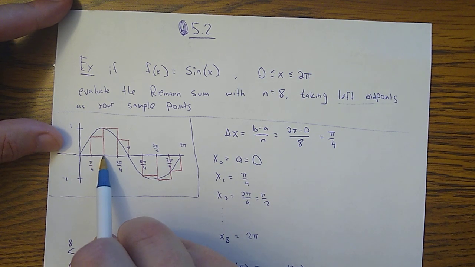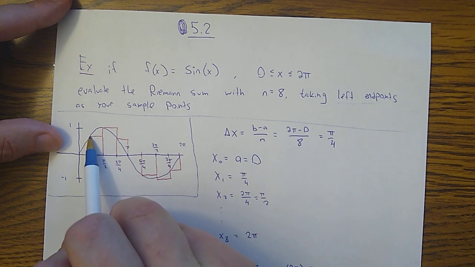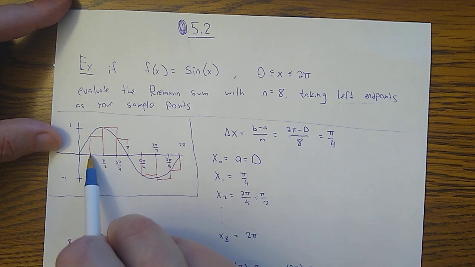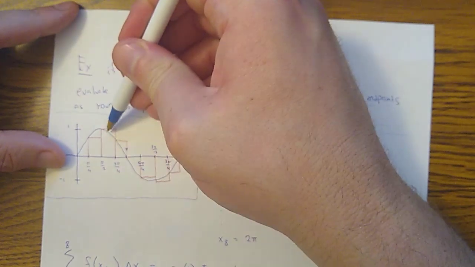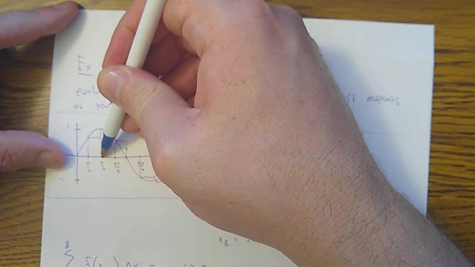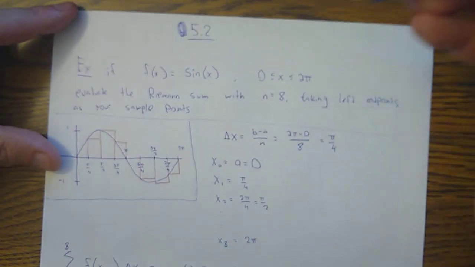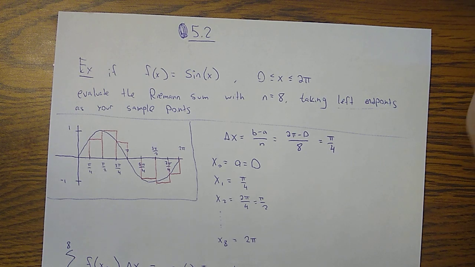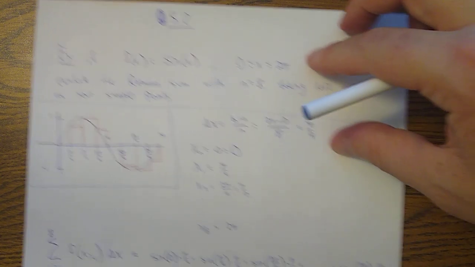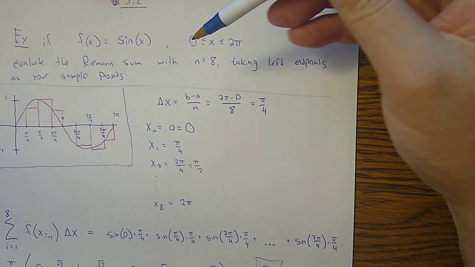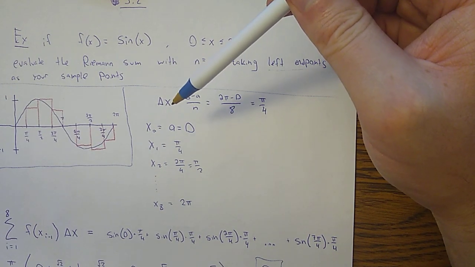For the second rectangle, my height is here because pi over 4 is the left endpoint of this interval, the interval from pi over 4 to pi over 2. And so on. The next rectangle has this height because this is the left endpoint of that interval. Yeah, and so, right, here I showed some work.